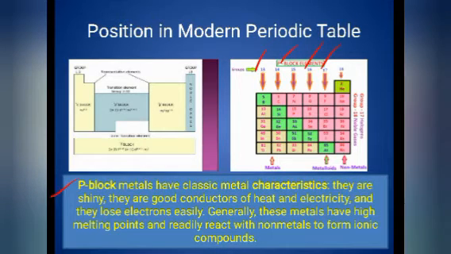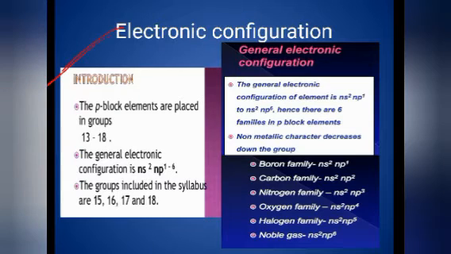P block metals have classic metal characteristics. They are shiny, they are good conductors of heat and electricity, and they lose electrons easily. Generally these metals have high melting points and readily react with non-metals to form ionic compounds. If we talk about electron configuration, the P block elements are placed in group number 13 to 18, with the general electronic configuration ns2 np1 to 6. The groups included in the syllabus are 15, 16, 17 and 18 only, because 13 and 14 we have already done in class 11.